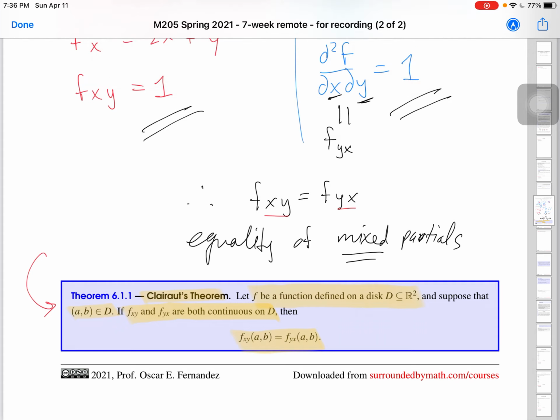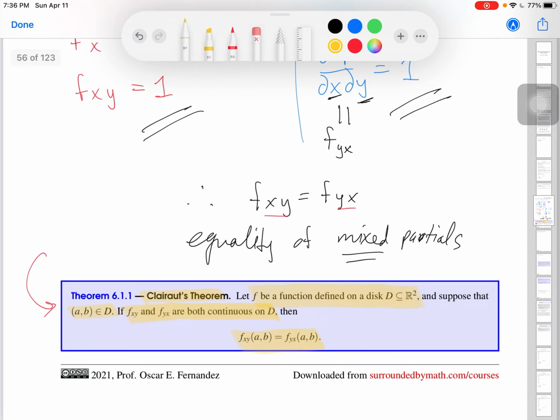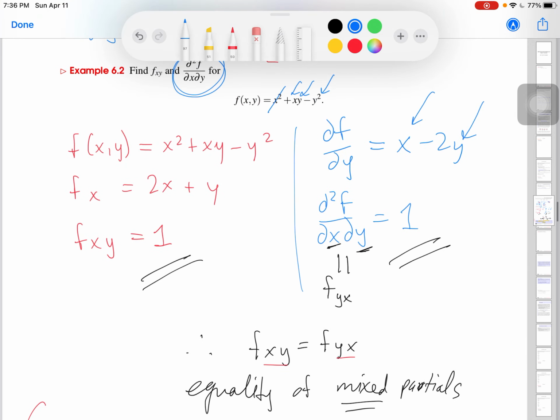Long story short, this is one of the reasons we discussed continuity, even ever so briefly, in the previous lesson. As long as the mixed partials you found are continuous on a certain domain that includes a certain point, then the mixed partials at that point are equal. That's effectively what was happening here.